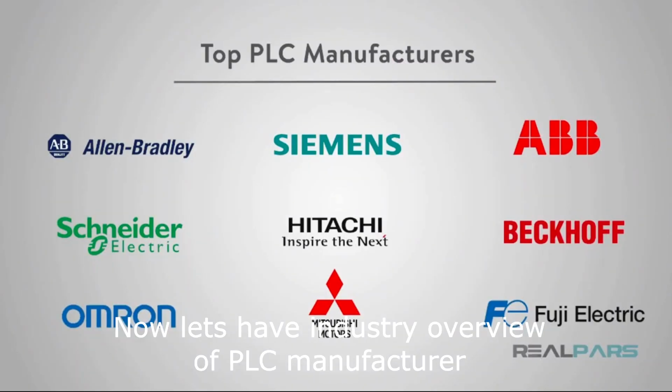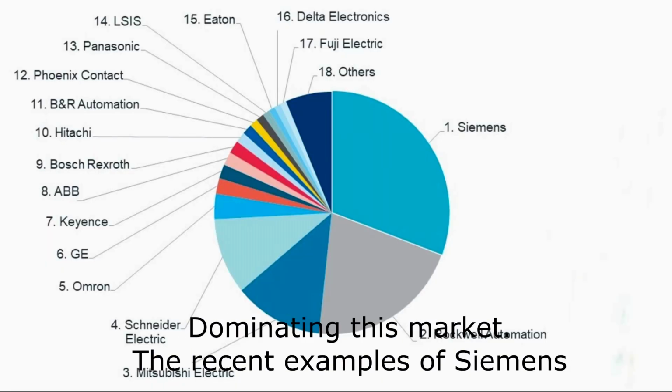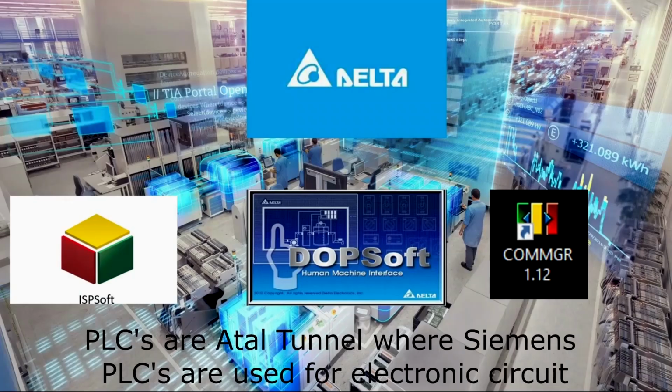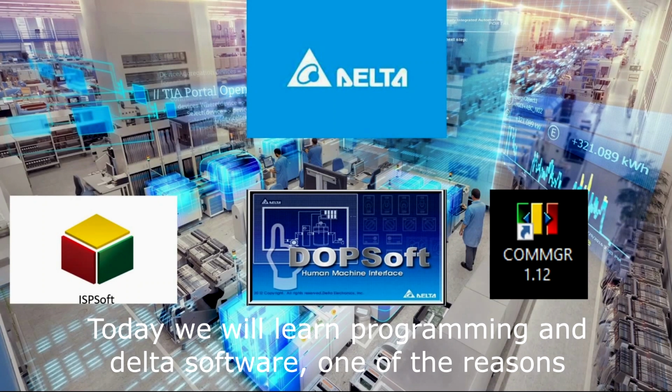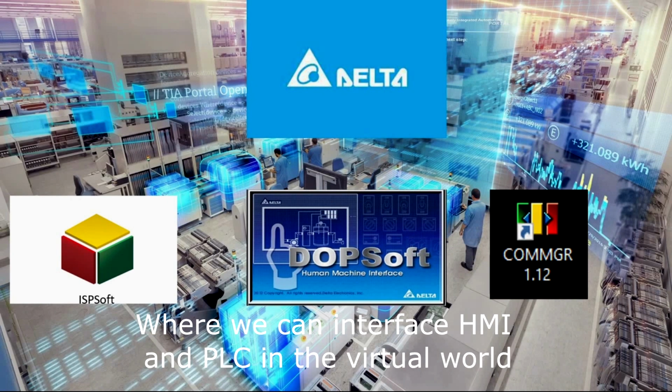Now let's have some industry overview of PLC manufacturers. In this chart we can see Siemens is dominating this market. A recent example of Siemens PLCs is the Atal Tunnel, where Siemens PLCs are used for the electronic circuit. Today we will learn programming in Delta software. One of the reasons to choose this software is that this is the only software provider where we can interface HMI and PLC in a virtual world.